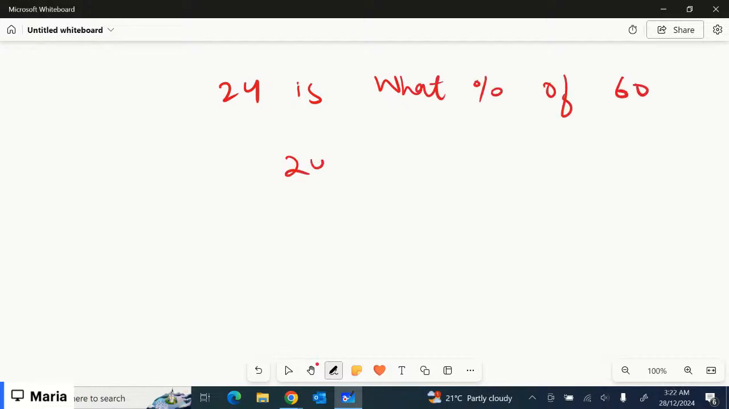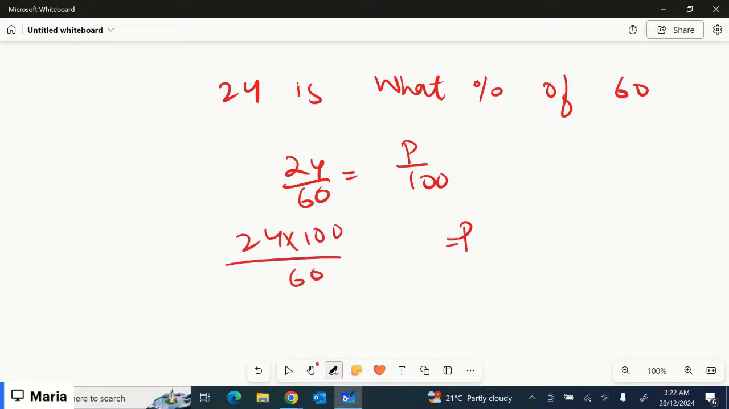You are given the part and the whole. 24 is the part, 60 is the whole. You need to find a percent, right? So P equals 24 times 100 over 60. That is 40. 24 is 40% of 60.